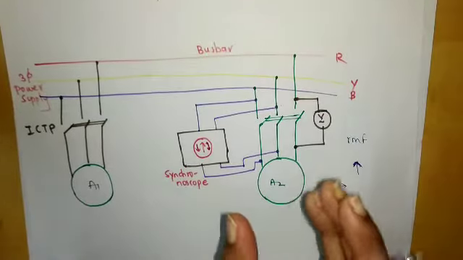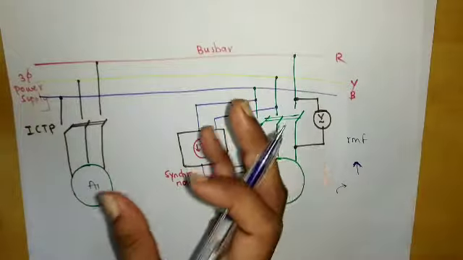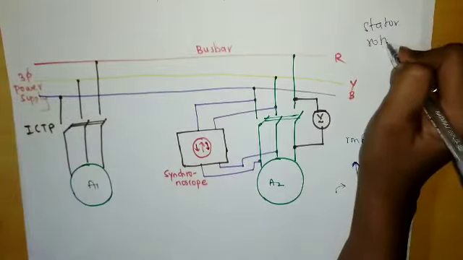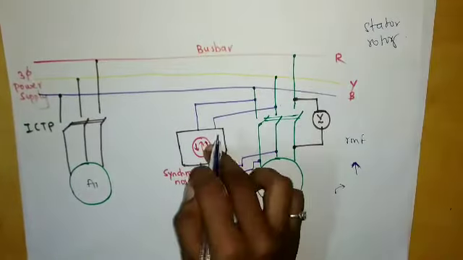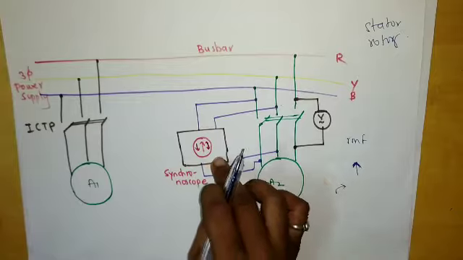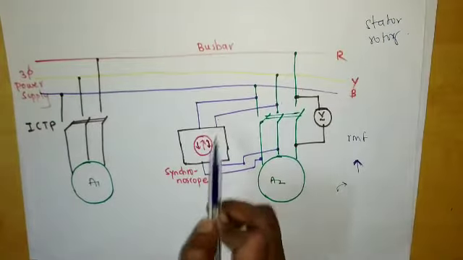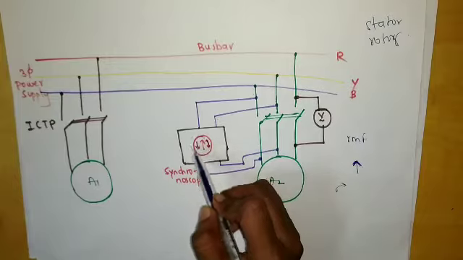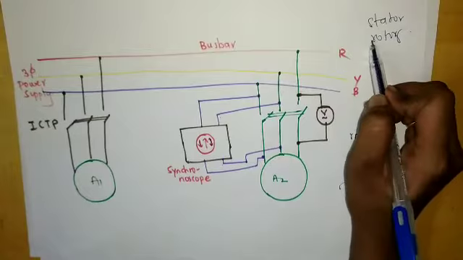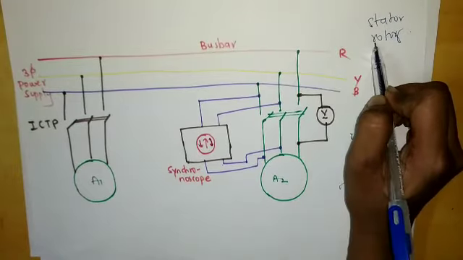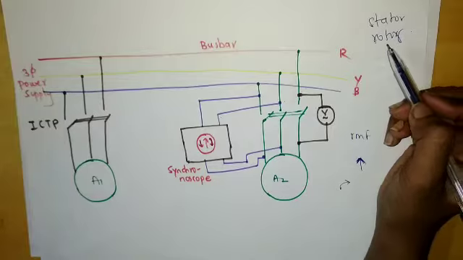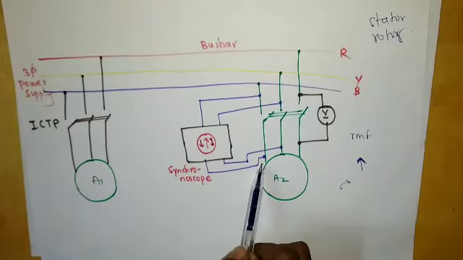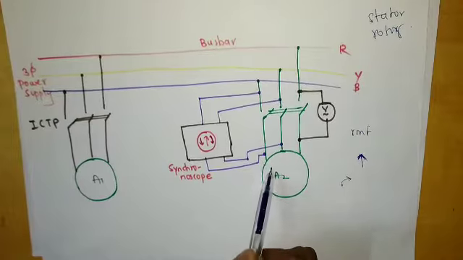Now the synchronoscope is similar to a motor. It acts as a motor. In our motor we have a stator part and a rotor part. Similarly, the synchronoscope has four terminals. Here you can see these two and these two. As I told you, it acts as a motor, with a stator part and a rotor part. The rotor part of the synchronoscope is connected to the supply of the incoming alternator.